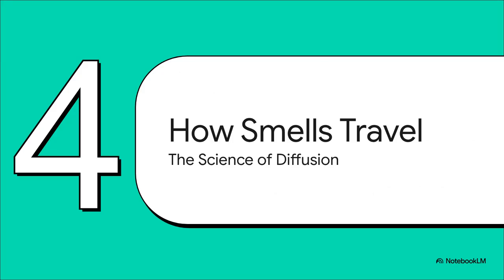Okay, so particles move, and that's how states change. Got it. But what about particles moving through other things? This brings us to another everyday mystery. How do smells actually travel from one place to another? Well, the science for that is called diffusion.